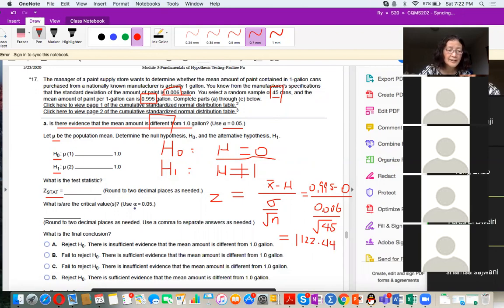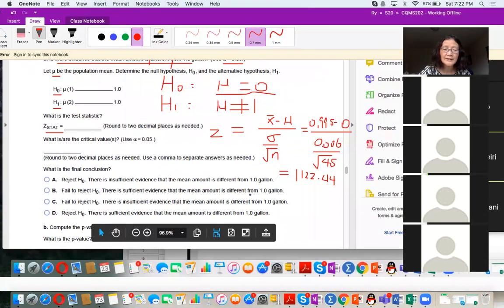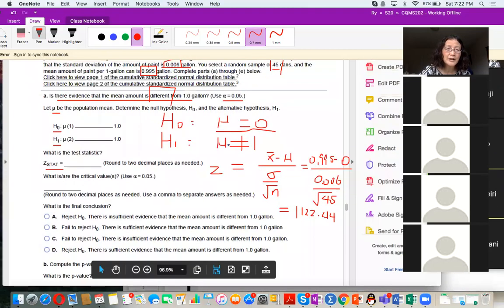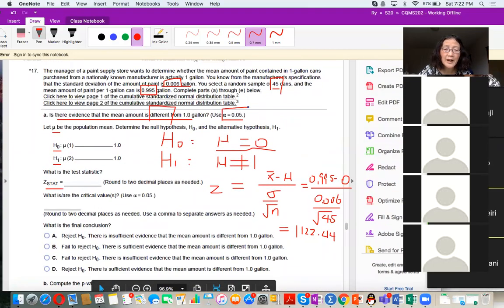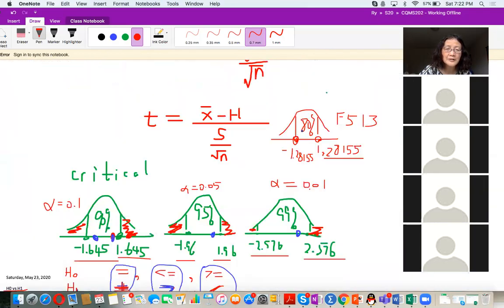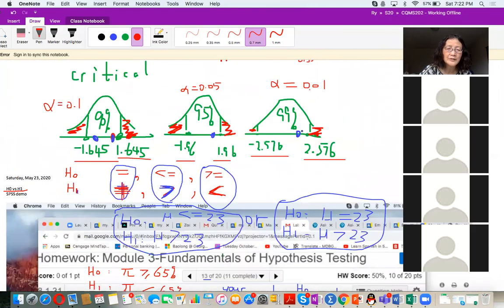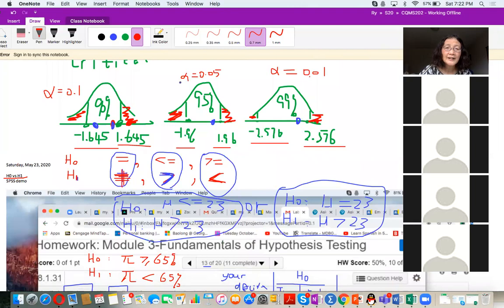Okay, so you plug in here, and then what is the final conclusion? This Z value, compare that value with critical value. What is critical value? See, when you have alpha 0.05, critical value. That's why the beginning part is very important. The critical value, see here? When you have alpha 0.05, critical value 1.96, negative 1.96. Those are the critical values.